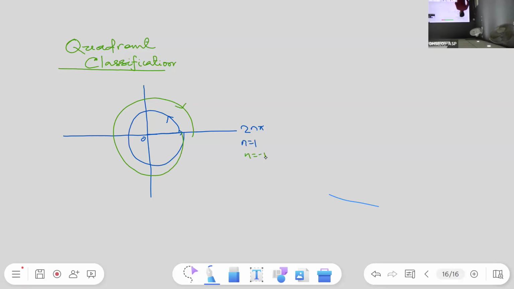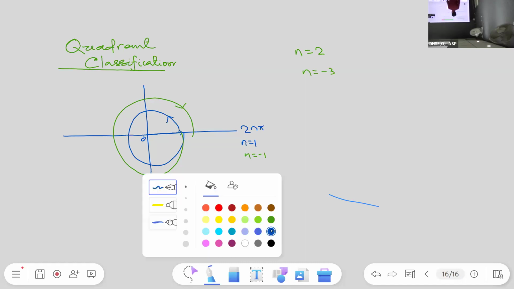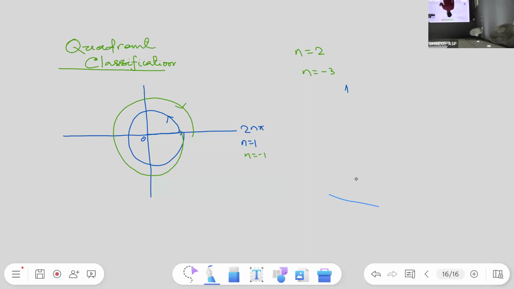For clockwise rotation, we'll take the value of n as negative. For anti-clockwise rotation, we'll take the value of n as positive. For two complete revolutions in the anti-clockwise sense, we'll take n equal to 2. For three complete revolutions in the clockwise sense, we should take n equal to minus 3. So always this region is your 2n pi region.